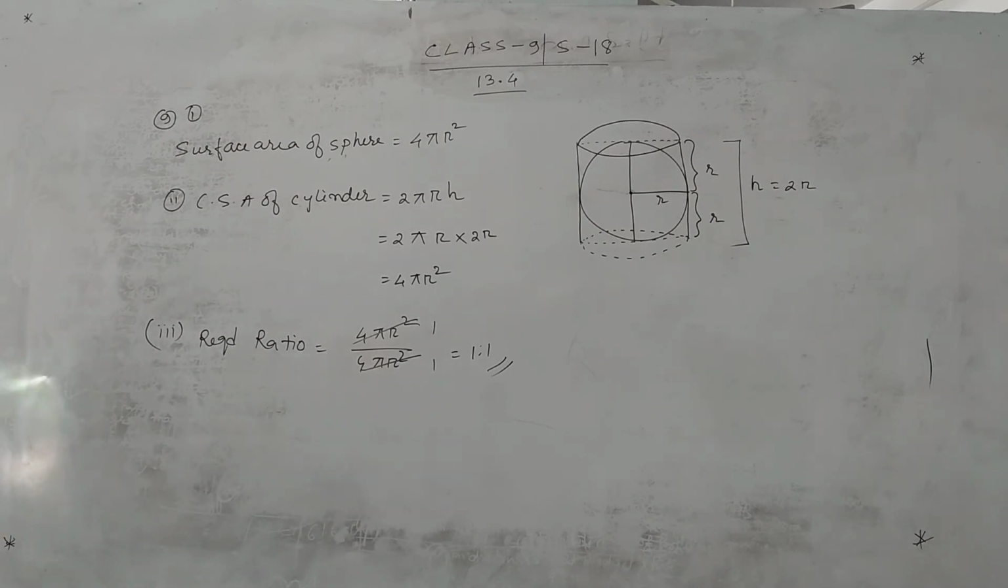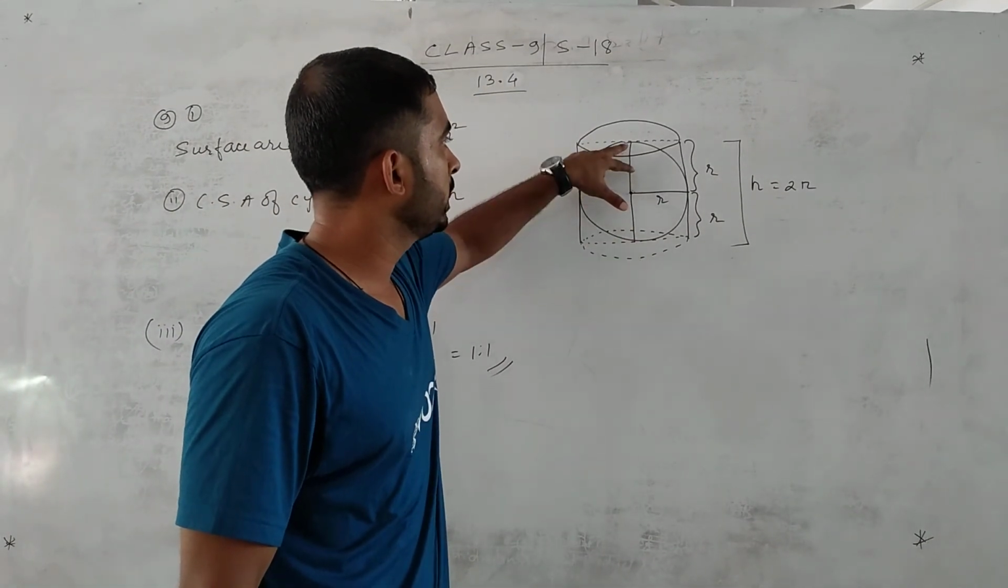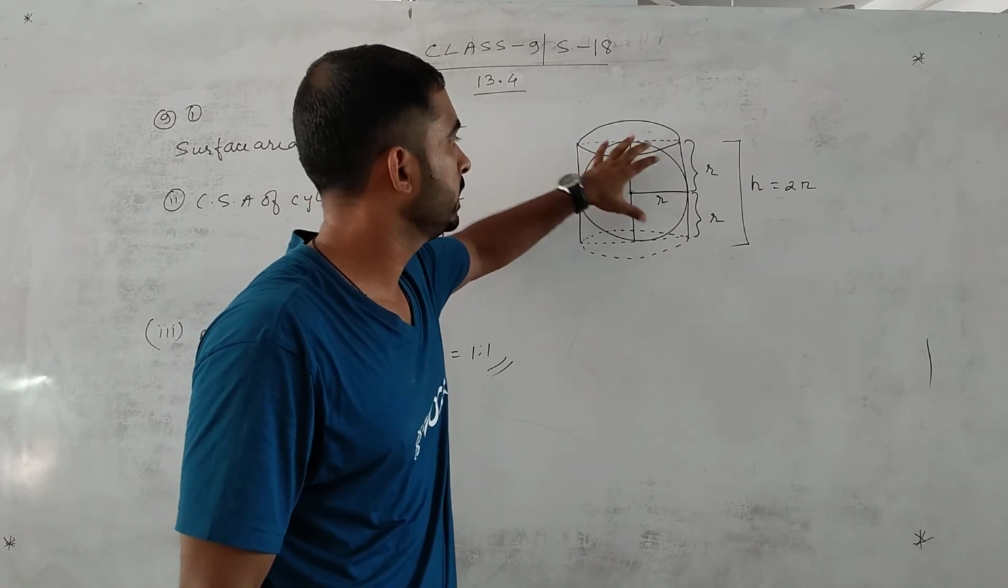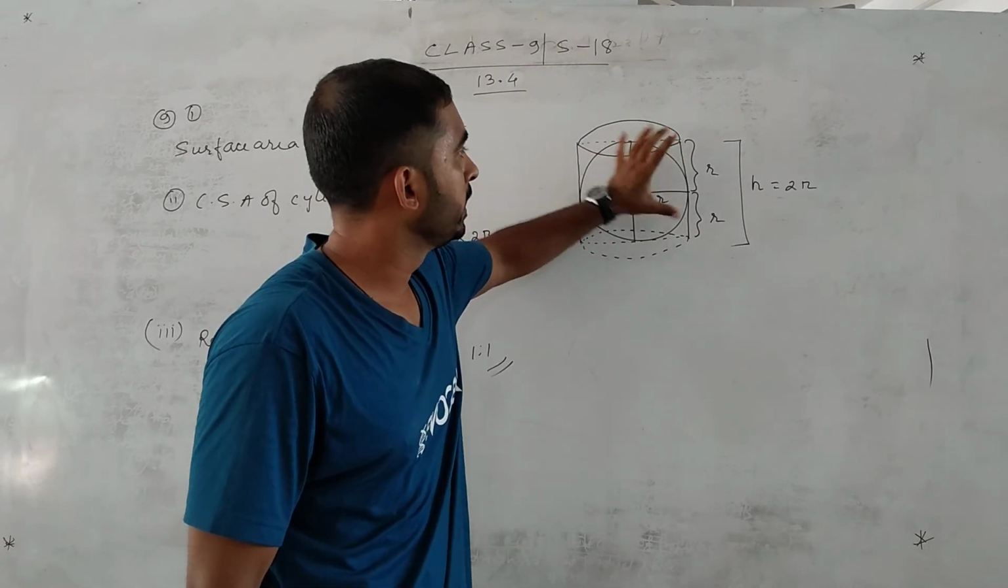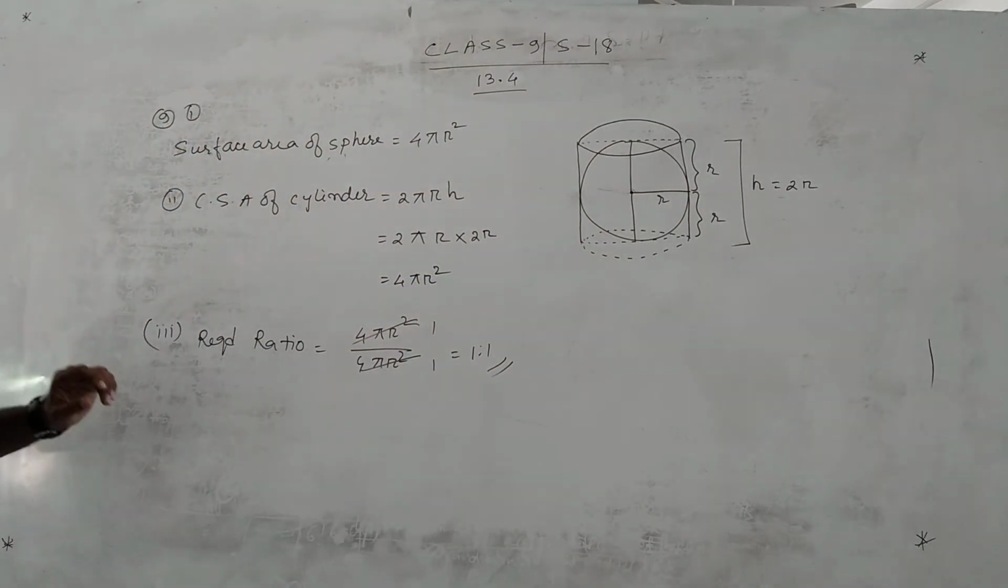Here the height of the cylinder is not directly given, but the radius is given, and the sphere touches the bottom and top of the cylinder. That's why the height becomes double the radius, which is the diameter, so twice r. Then use the formula to get the answer.